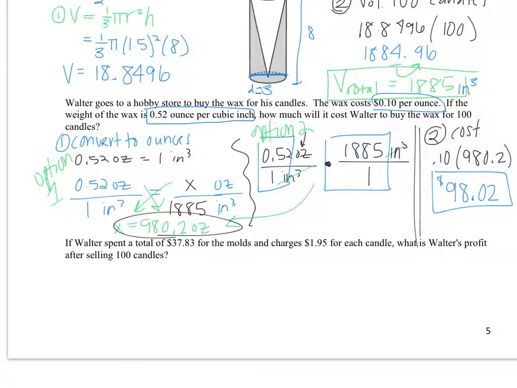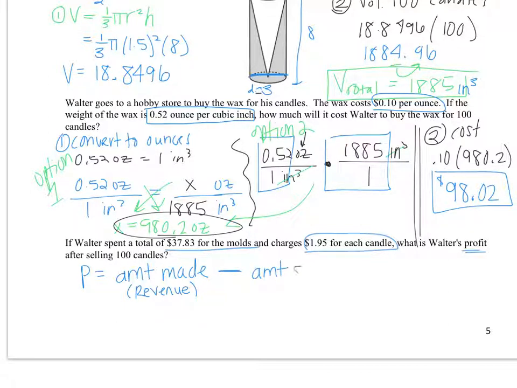If he's spending a total of $37.83 on the molds and charges $1.95 for each candle, what is Walter's profit after selling 100 candles? So remember that profit is equal to the amount you made. The fancy word is called revenue, or income, minus the amount you spent. And the fancy word is called expenses.